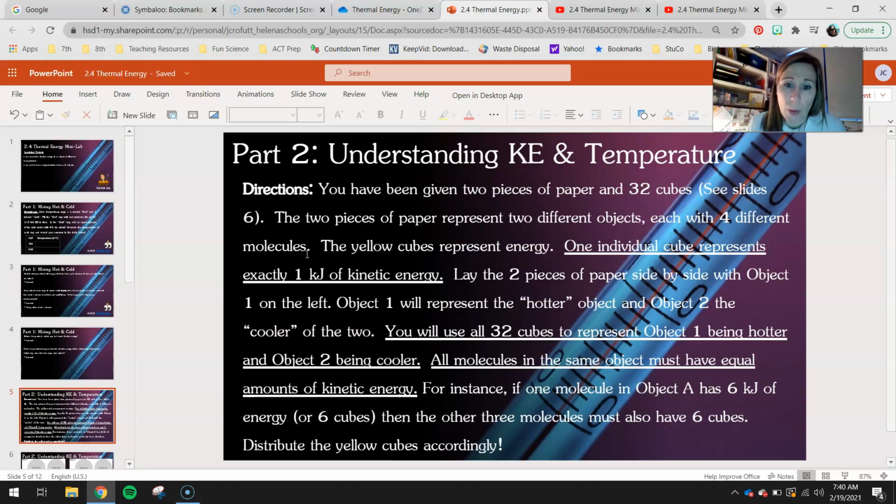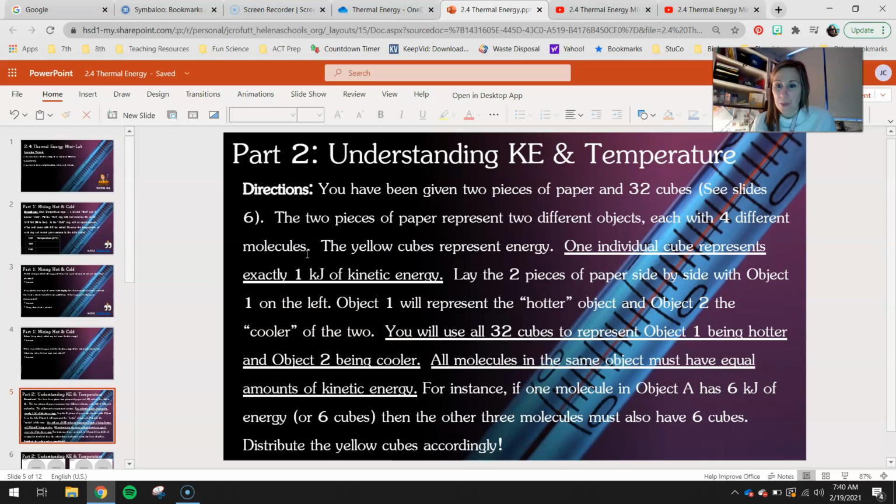The yellow cubes represent energy. You guys have little yellow squares that you'll be able to click and move. One individual cube represents exactly 1 kilojoule of kinetic energy. So 1 cube is 1 kilojoule. So if I have a molecule that has 8 little cubes in it, its energy is 8 kilojoules. So, you know, the higher the kinetic energy is, the faster those little molecules would be moving.